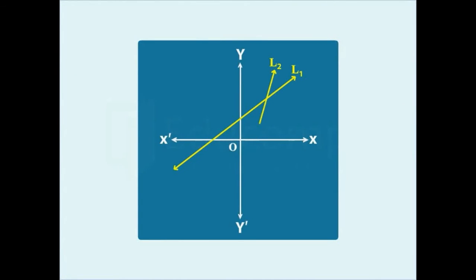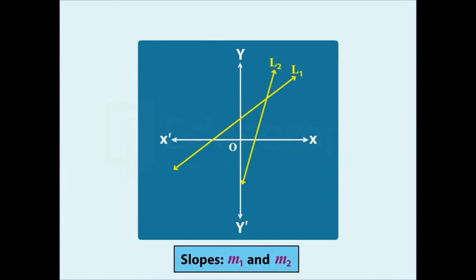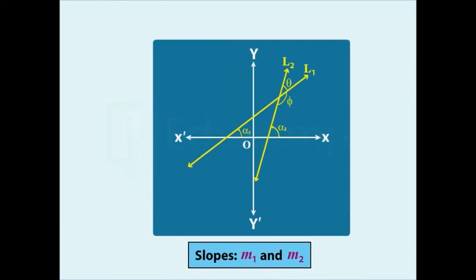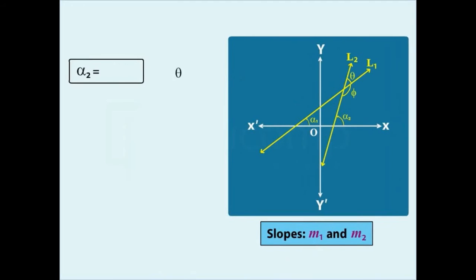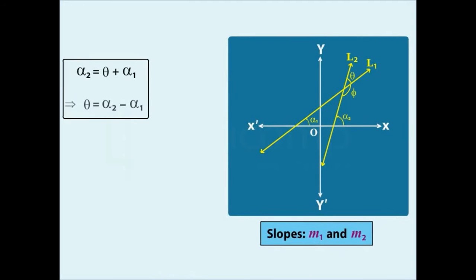Let L1 and L2 be two non-vertical lines with slopes m1 and m2 respectively. We have to find the angle between L1 and L2 whose inclinations to the x-axis are alpha 1 and alpha 2 respectively. Let acute angle theta be the angle between the lines L1 and L2 and phi be the adjacent angle. Then we have alpha 2 is equal to theta plus alpha 1. Therefore, theta is equal to alpha 2 minus alpha 1, where alpha 1 and alpha 2 are not equal to 90 degrees.